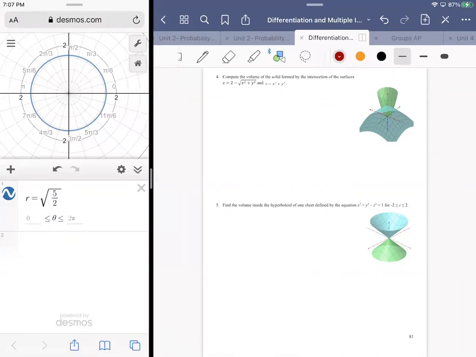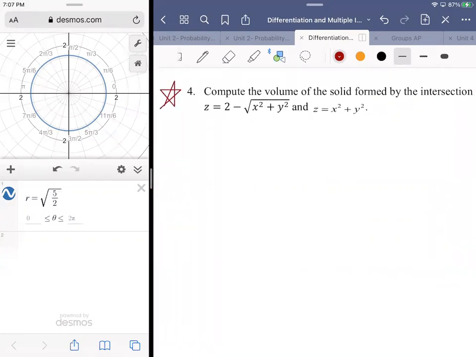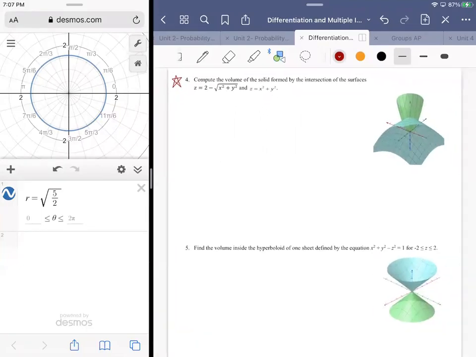Just debating how much I should do without it being overkill. Put a star on number 4 also. I mean, I'll do them all eventually. It's just a question of tonight or Wednesday. Debating.